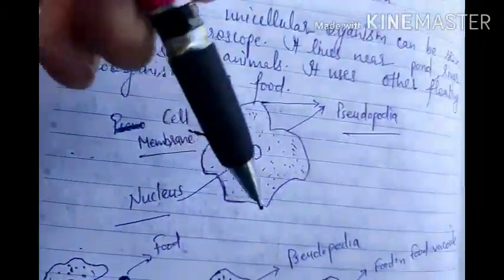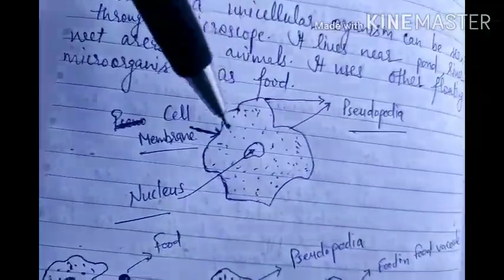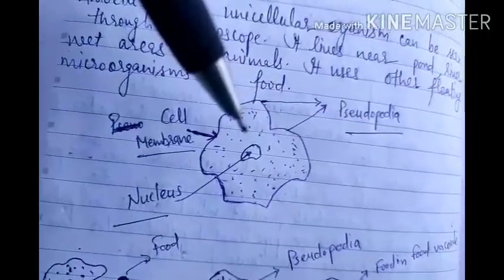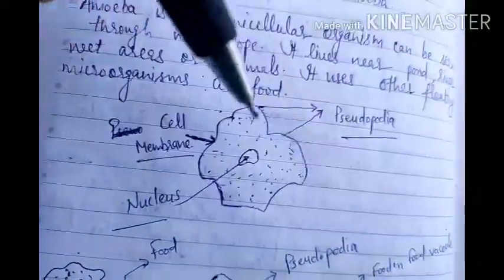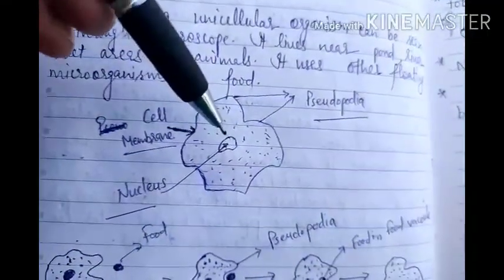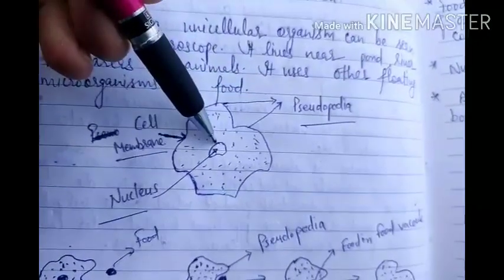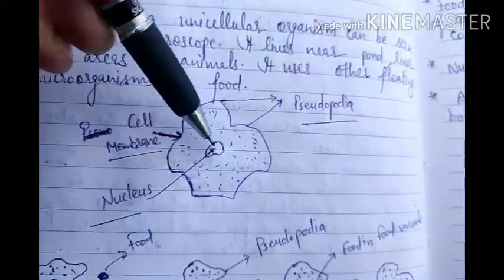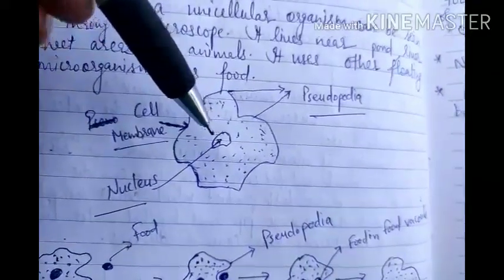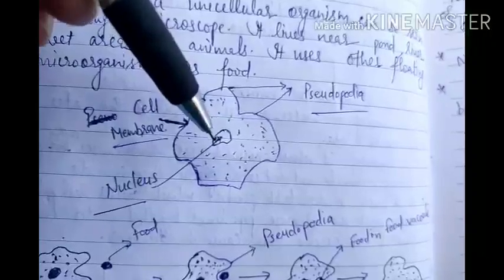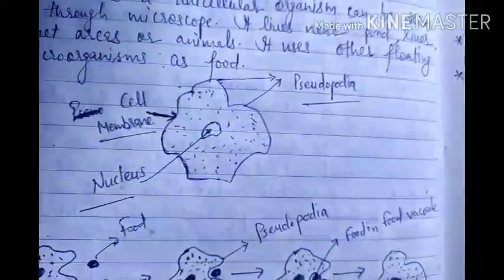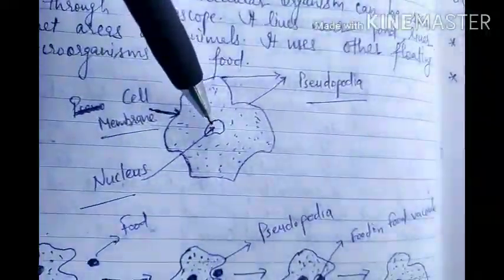Every cell has a center point, or we can say a control center. Like we have a brain that controls all the activities, similarly the cell also has a kind of brain which controls all the activities. This brain of the cell, the control center of the cell, is called the nucleus. It is present maybe in the center or somewhere, but not in the corner. It controls all the activity of the cell. It gives commands and completes them. So this is called the nucleus.